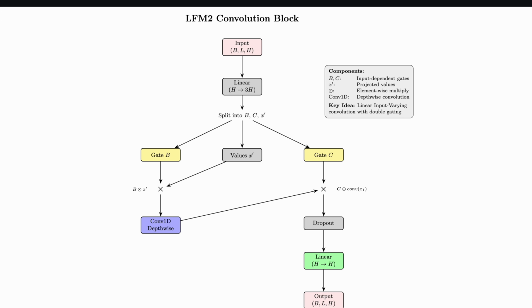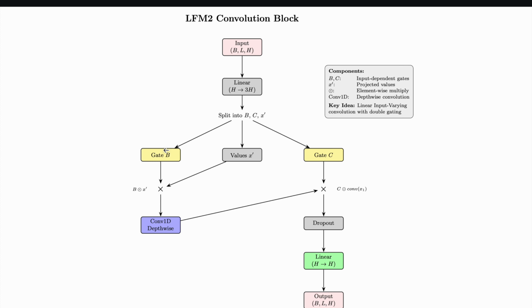In the LFM2 conv block, there are two main gating steps, as you can see here, gate B and gate C. These gates are essentially learned parameters that depend on the input itself. So instead of having a fixed weight that always multiplies the input in the same way, which is very important, the network learns a gate that changes based on what the input is, which is very important.